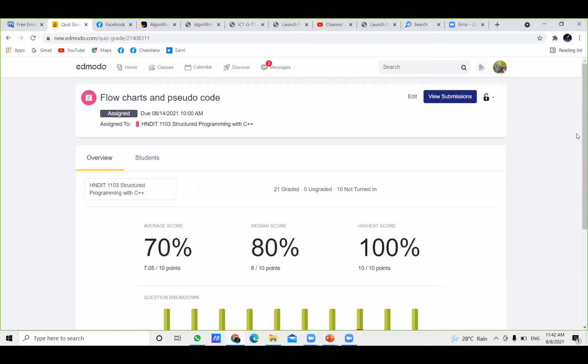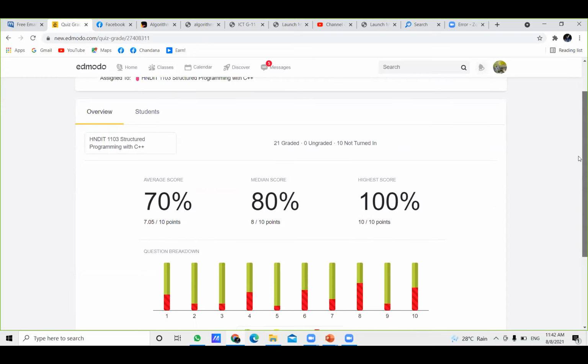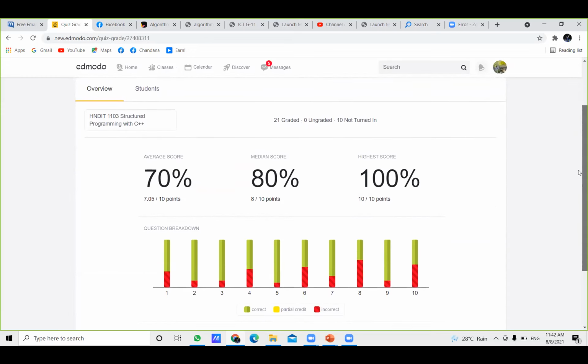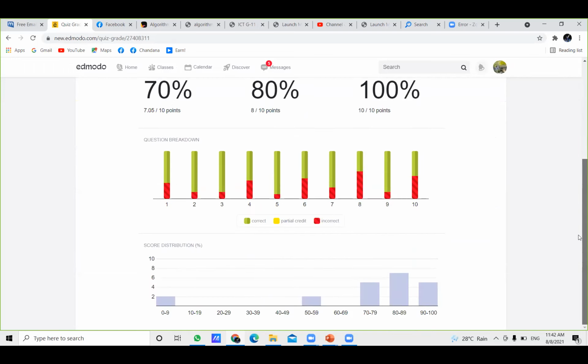First, you can see the overall result. The average score is 70, right? Then the highest: some students got 100 marks, that means 10 out of 10. Here we can also analyze that there are 2 students getting less than 2 marks also.